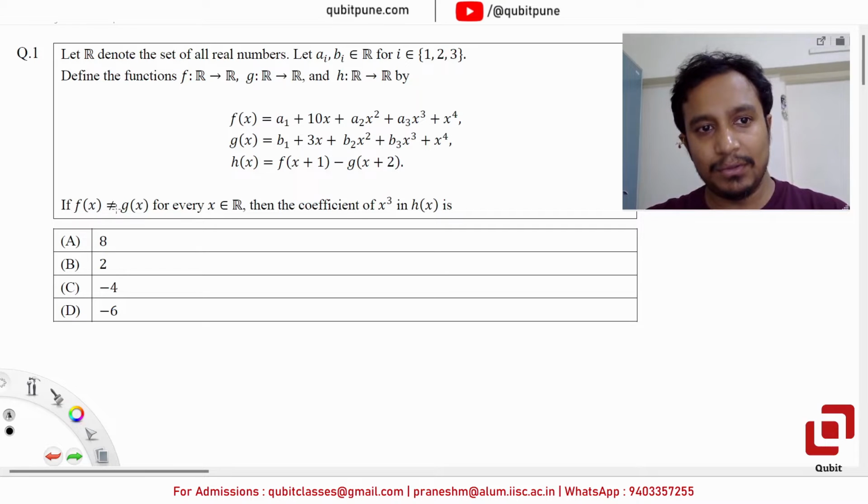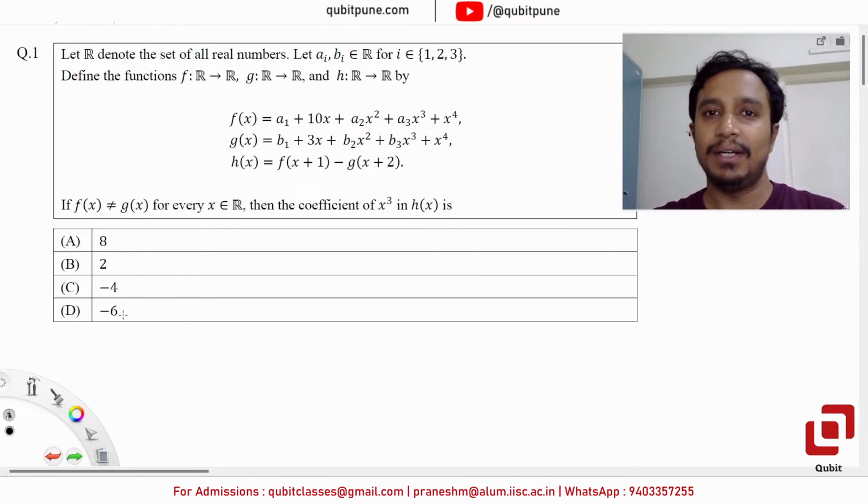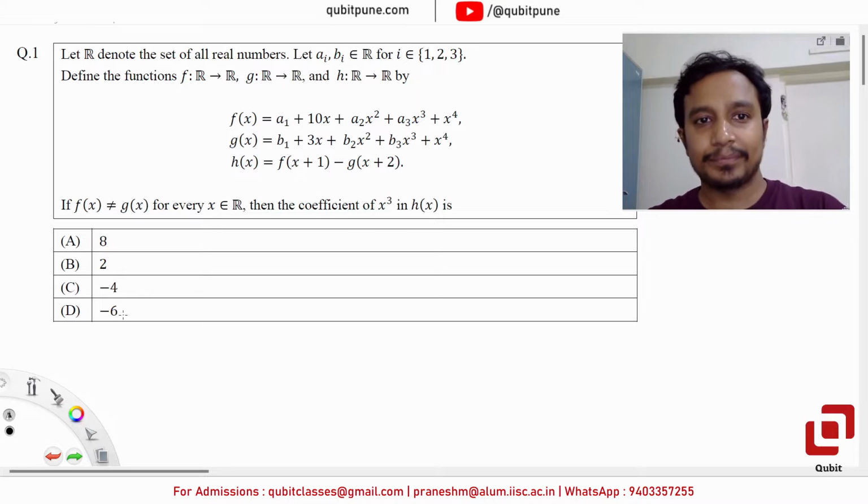If f of x is not equal to g of x for every x in R, then the coefficient of x cubed in h of x is 8, 2, negative 4 and negative 6.